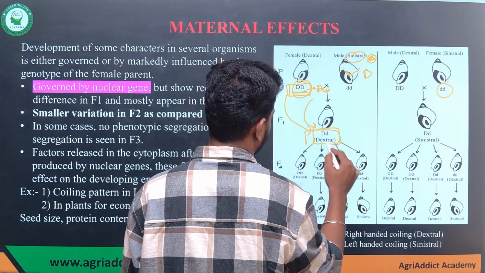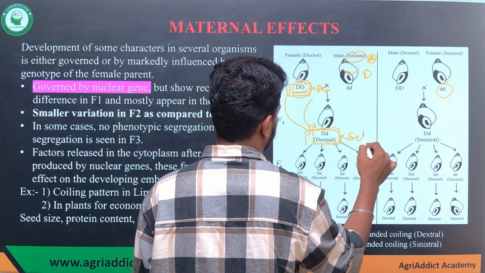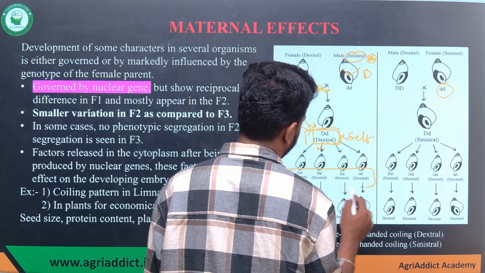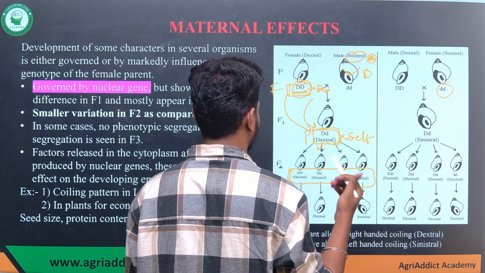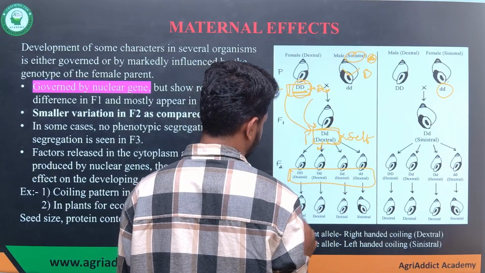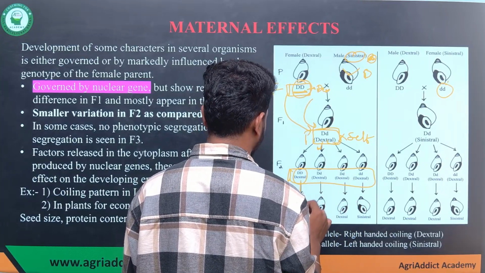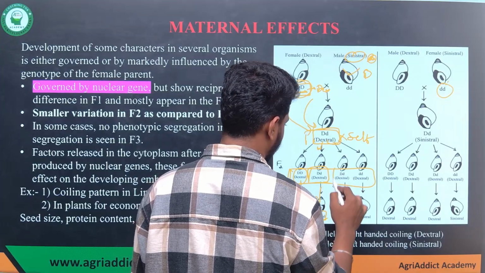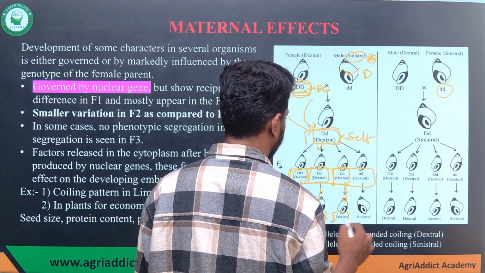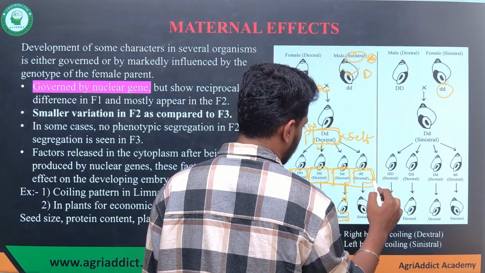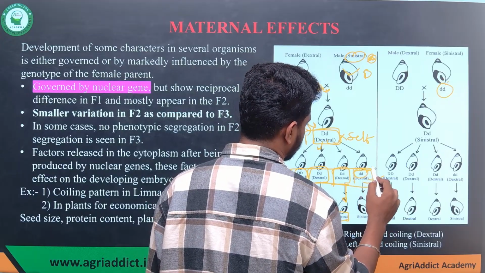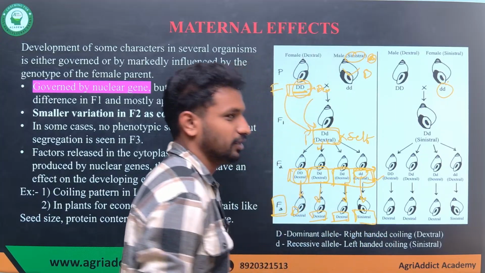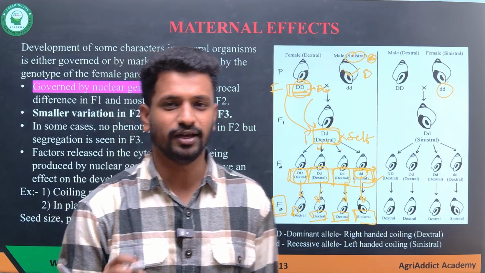Similarly, if this is selfed, irrespective of whatever it is, all of them will be dextral. In the next generation, the F3 generation, if this is selfed, this will be dextral for no doubt, this will be dextral for no doubt, and the third part again will be dextral for no doubt. But this one, even though the phenotype is dextral, because the genotype is small d, the next generation will be sinistral. So this is exactly what the maternal effect means.